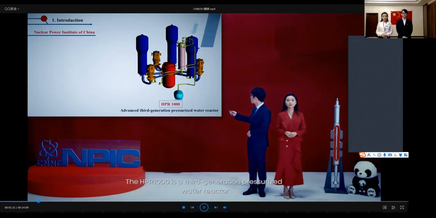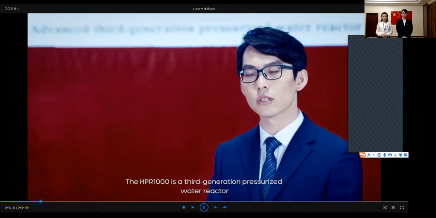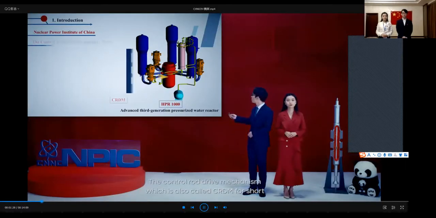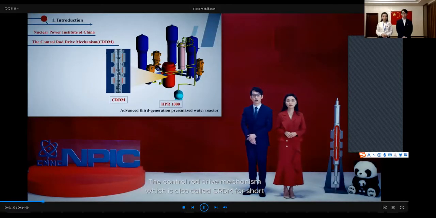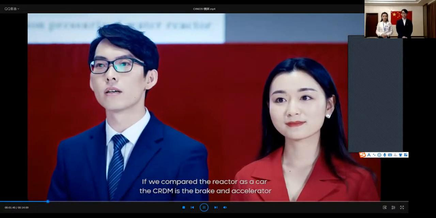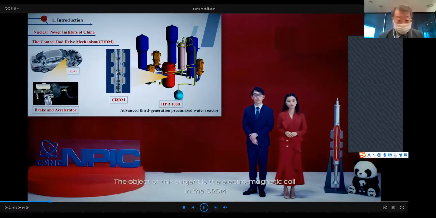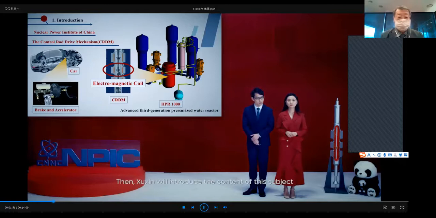The HPR 1000 is advanced third-generation pressurized water reactor. The control rod drive mechanism, which is also called CRDM for short, is the most important device in the reactor. If we compare the reactor to a car, the CRDM is the brake and accelerator. The research object of this subject is the electromagnetic coil of the CRDM. Then, Xuxin will introduce the research content of this subject.